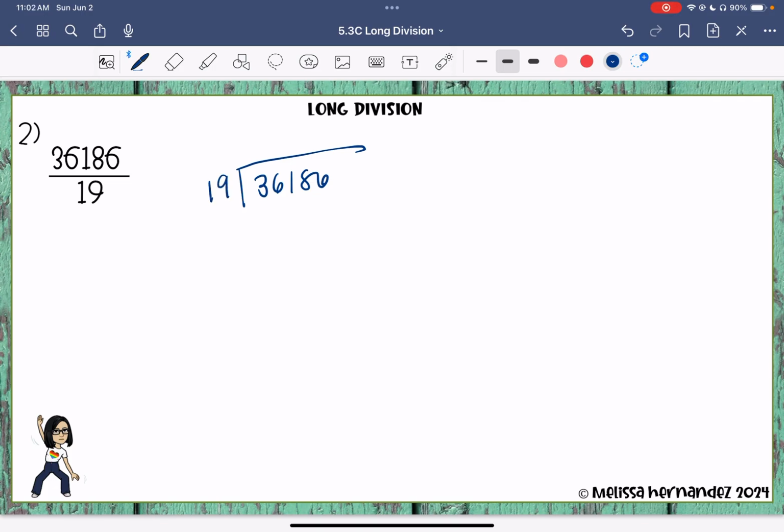Does 19 go into 3? It doesn't, but it goes into 36. So 19 plus 19, that gives me 38. So that goes more than I need, so I'm only going to say 1. One group of 19 is 19. How far is 19 to 36? That would be 17. Bring down the 1. My new division problem is 171 divided by 19. So I'm just going to continue what I already started versus just multiplying and keep on guessing and checking.